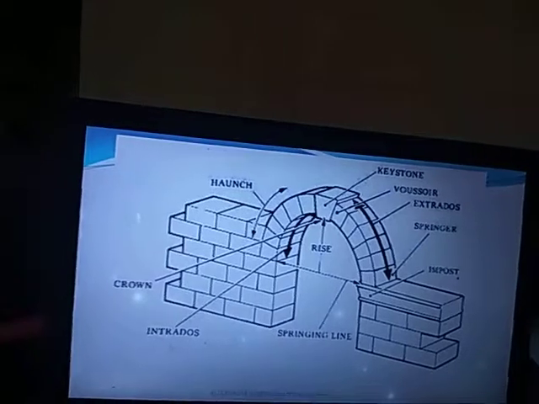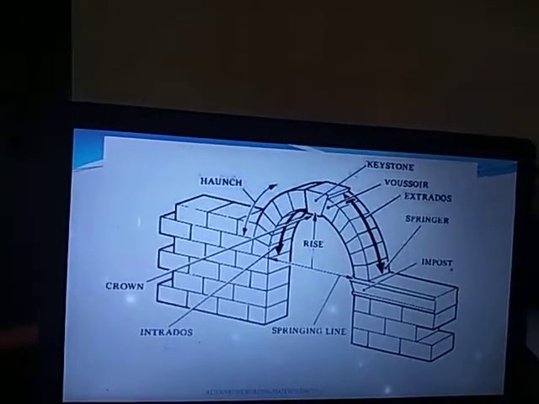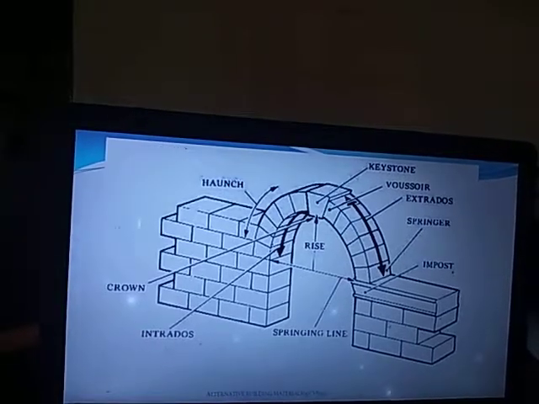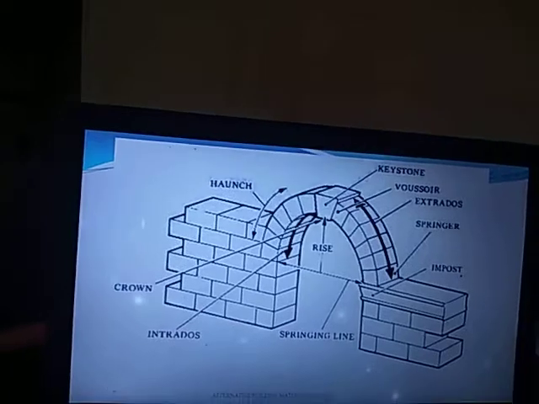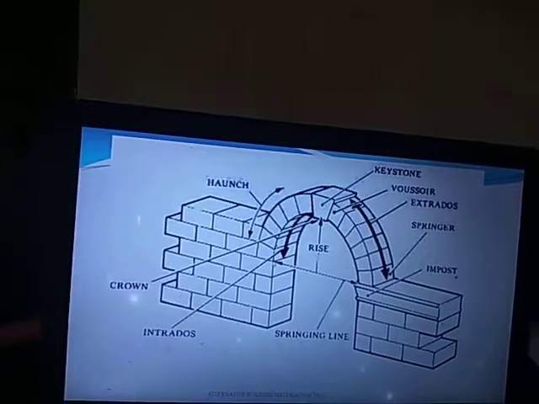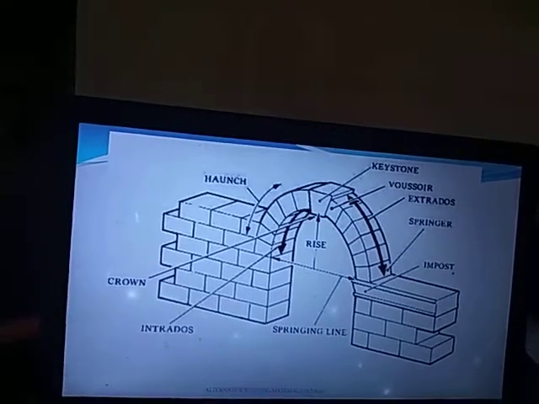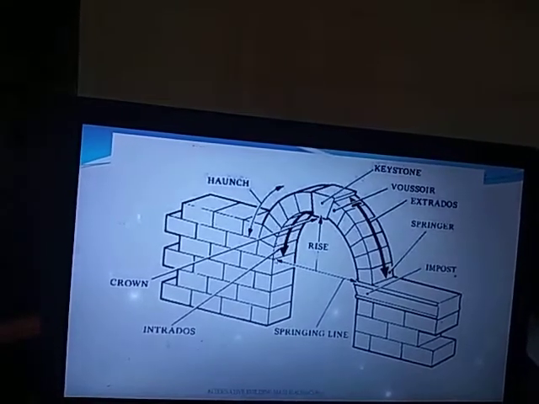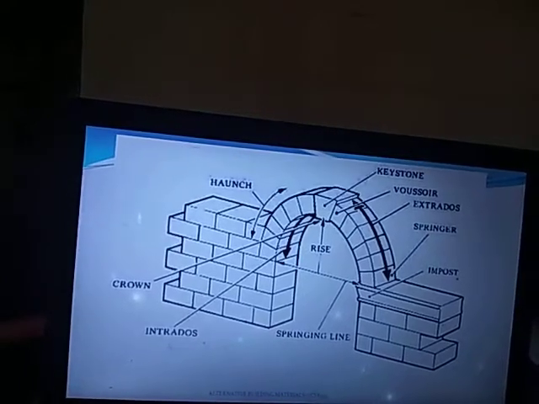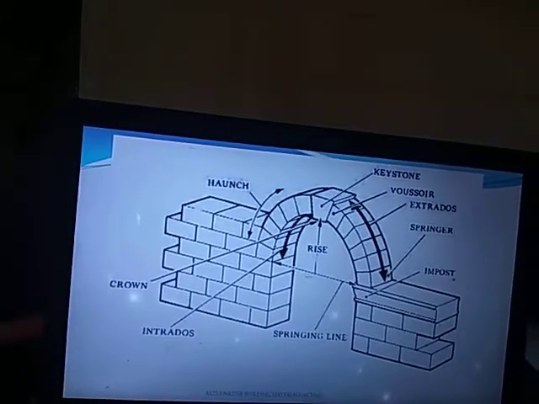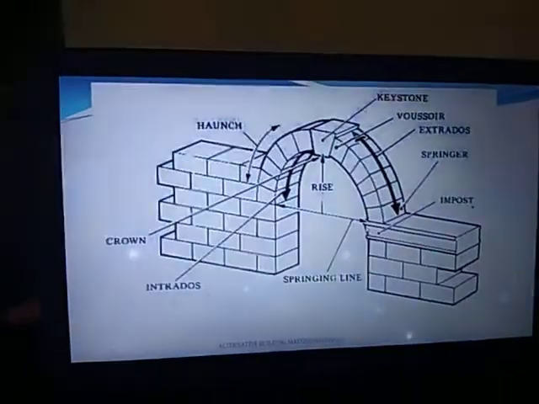Next, abutment. The abutment is not mentioned here. Abutment means the arch should be placed in between two supports, the end supports of the arch. Next, springing point, that is also not shown. Here this is a springing point, and springing line is an imaginary line connecting two springing points. This is the starting point of the arch, and this is the end point of the arch. The line joining the starting and end points is called the springing line.